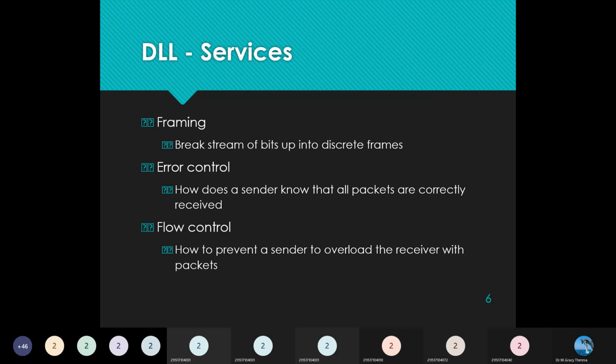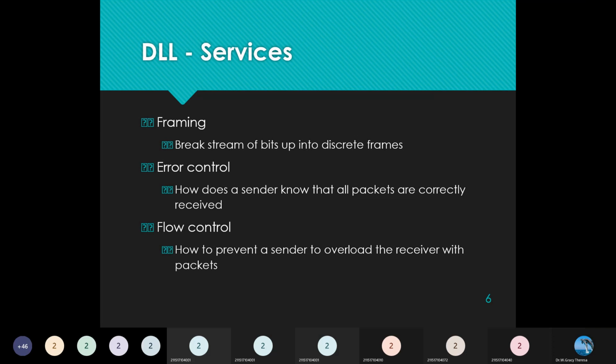Next, error control. We all know there are various ways errors occur: the noise and disturbances that occur while transmitting a data packet have to be controlled. So how does the sender know that all packets are correctly received? That is one of the responsibilities of the data link layer: whether the data packet that has been sent has reached without any noise, disturbances, or loss of signal. That is error control in the data link service.